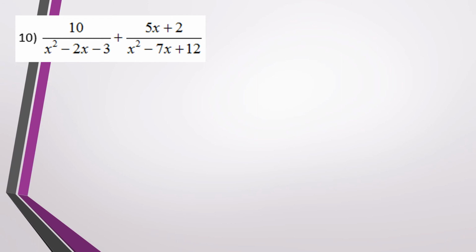Okay, so for number 10, I need to factor both of these. So for the first one, both of these are trinomials, so I'm going to have x and x because these are x squared. To get to negative 3 and add to a negative 2, I need negative 3 and positive 1. For the next one, to get to a positive 12 but add to a negative 7, I need two negatives, negative 4 and negative 3.